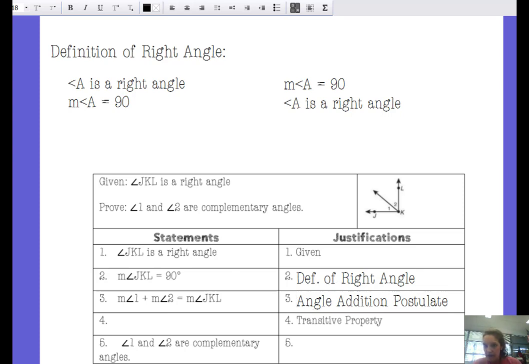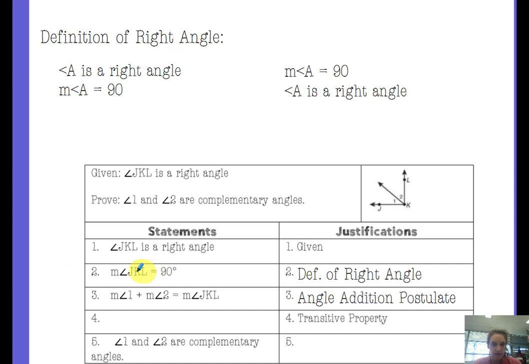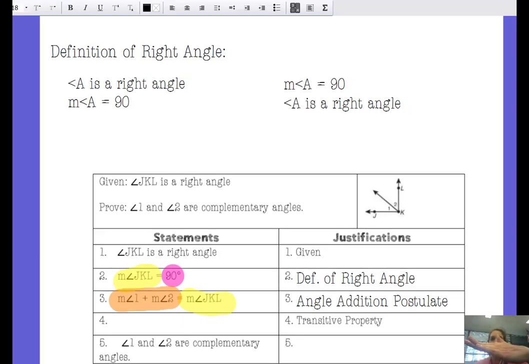And so now, notice, it repeats itself. I have 90, and then I have measure of angle 2 plus measure of angle 1. I use 3 colors. 3 starts with the letter T. T for transitive. Remember, I can sandwich them together. If measure of angle 1 plus measure of angle 2 equals measure of angle JKL, and measure of angle JKL equals 90, then I can say in step 4, the measure of angle 1 plus the measure of angle 2 equals 90. And that's the transitive property.